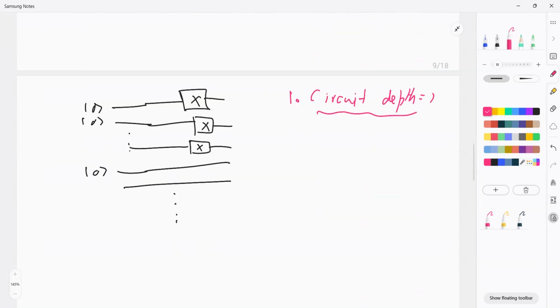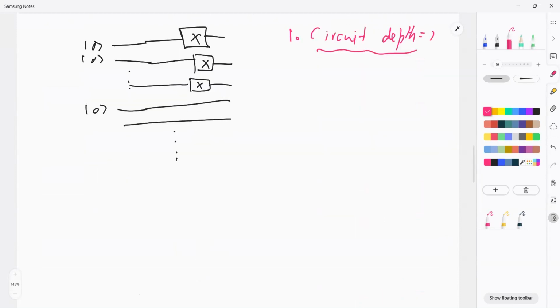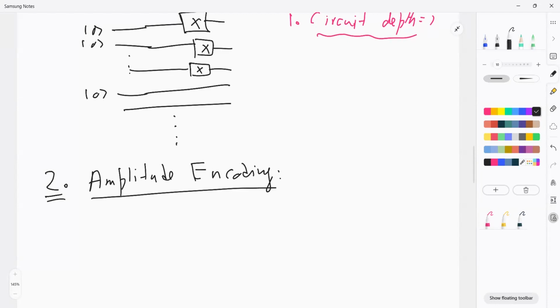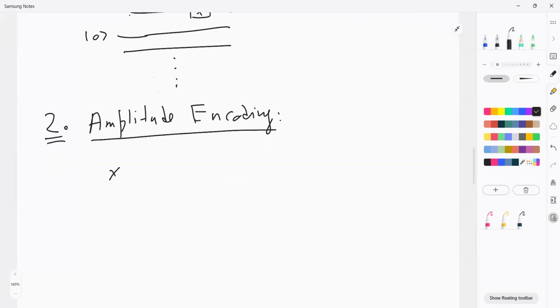All right, so let's go to the second technique, and that's another one that is easier to imagine directly. We call it amplitude encoding. And in this case, what we do, let's say I have an example like x1, x2, x3, all the way to xn.